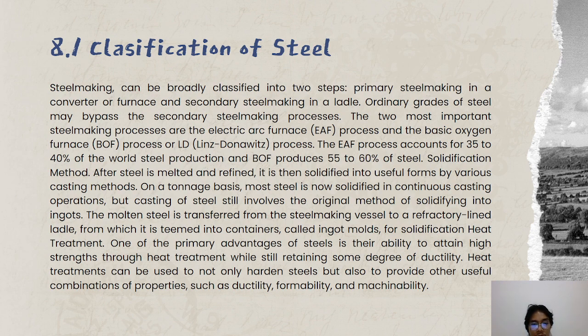Heat treatment: one of the primary advantages of steels is their ability to achieve high strength through heat treatment while still retaining some degree of ductility. Heat treatment can be used not only to harden steel but also to provide other useful combinations of properties, such as ductility, formability, and machinability.